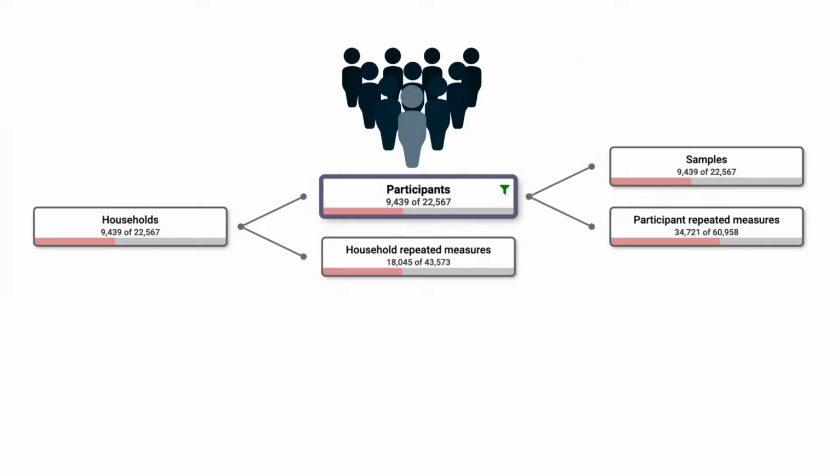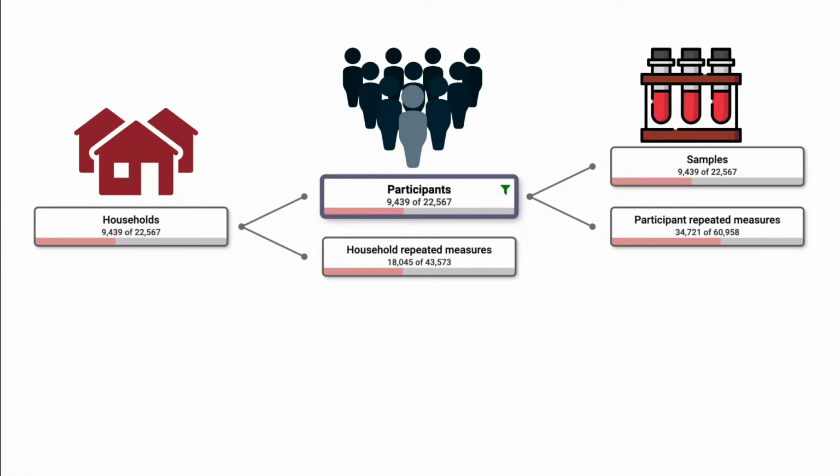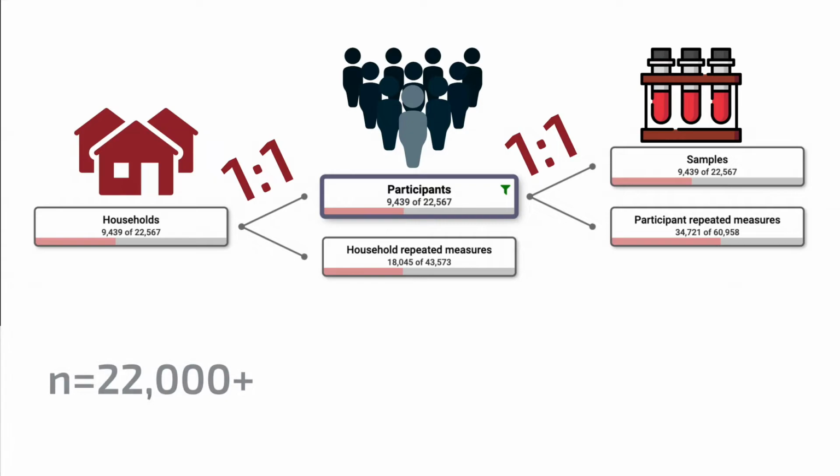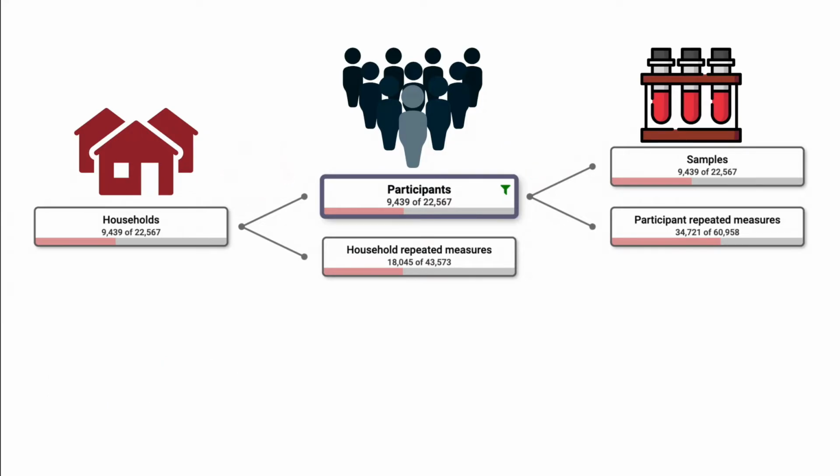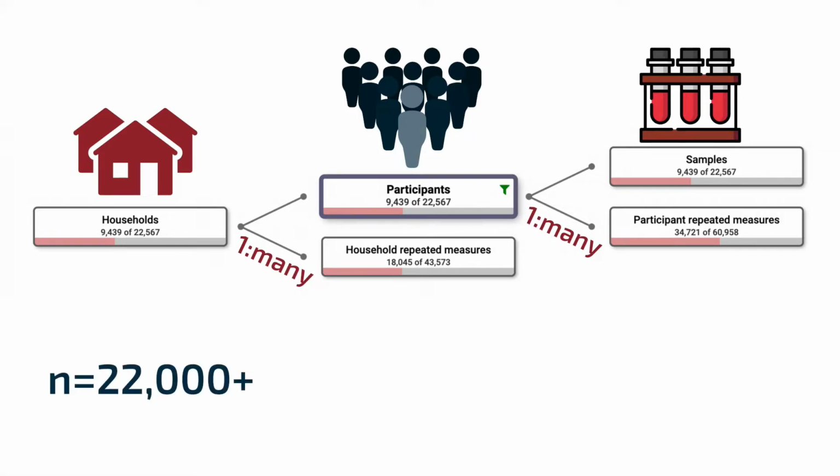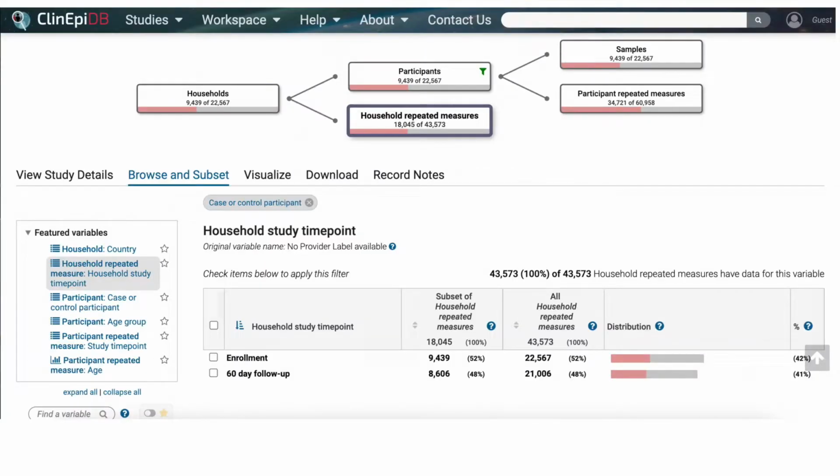If I look at the other boxes, I can see that data was also collected on households and samples. Looking at these sample size numbers, there appears to be 1 participant per household and 1 sample per participant, or over 22,000 measurements of each. The presence of households and household repeated measures indicates that some data about the participant's household was collected only once, but other data was collected at more than one time point, which we group under repeated measures. Based on the fact that there are over 43,000 household repeated measures, it seems likely that each participant's household was visited twice, which we can double check by looking at the household study time point variable below.